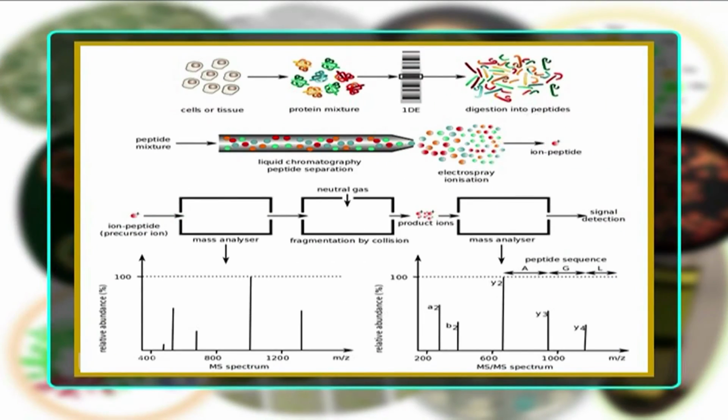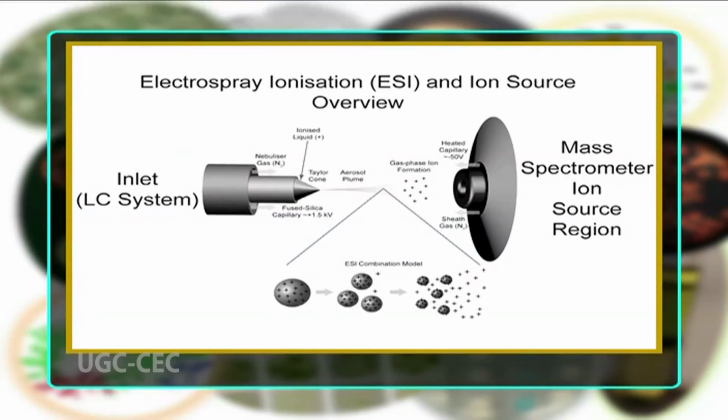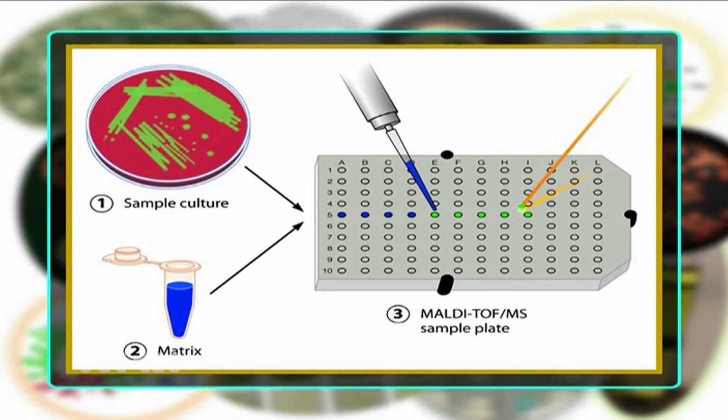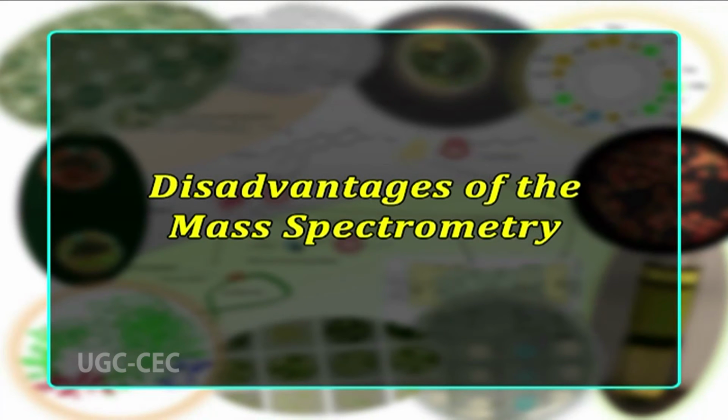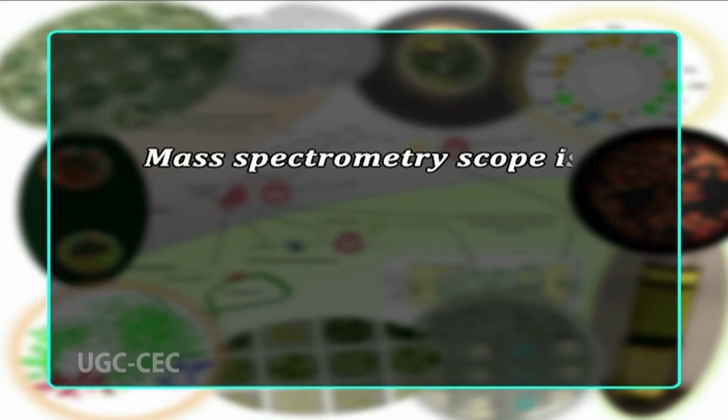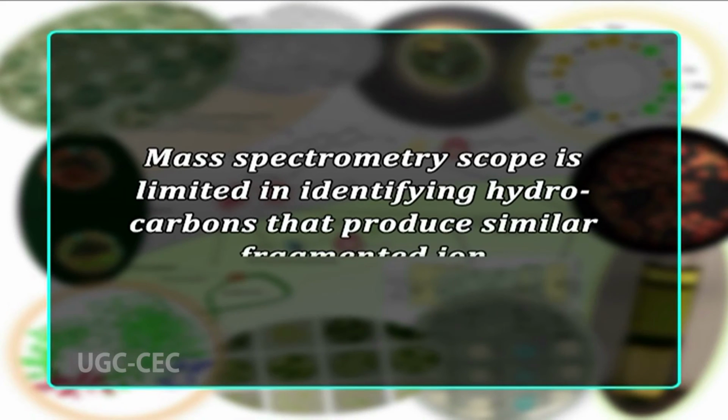Mass spectrometry is an important method for the characterization and sequencing of proteins. The two primary methods for ionization of whole proteins are electrospray ionization and matrix-assisted laser desorption ionization. Now let us discuss the disadvantages of mass spectrometry. This method often fails to distinguish between optical and geometrical isomers and the position of the substituent in ortho, meta and para positions in an aromatic ring. Also, its scope is limited in identifying hydrocarbons that produce similar fragmented ions.